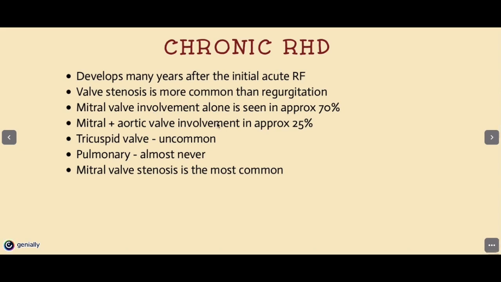Mitral valve involvement alone is seen in about 70%. Mitral and aortic valve involvement is seen in another 25%. Tricuspid valve and pulmonary valves are generally uncommonly involved in chronic rheumatic heart disease. And of all the potential abnormalities that can happen, mitral valve stenosis is the most common abnormality seen in chronic rheumatic heart disease.